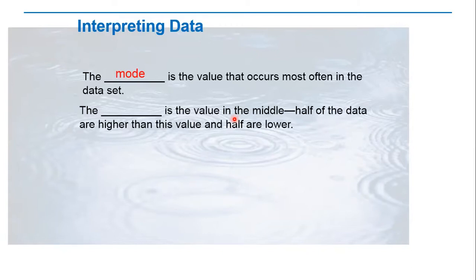The blank is the value in the middle. Half of the data are higher than this value and half are lower. It's in the middle, from its name. Is it range? No, it's median.